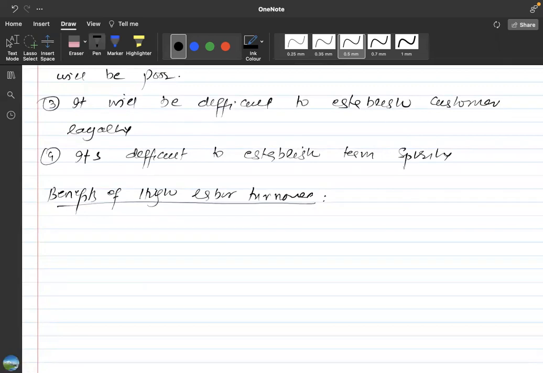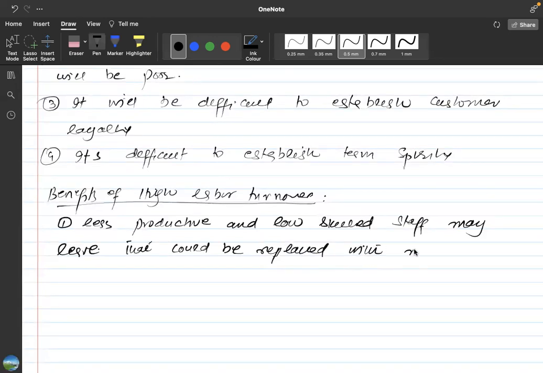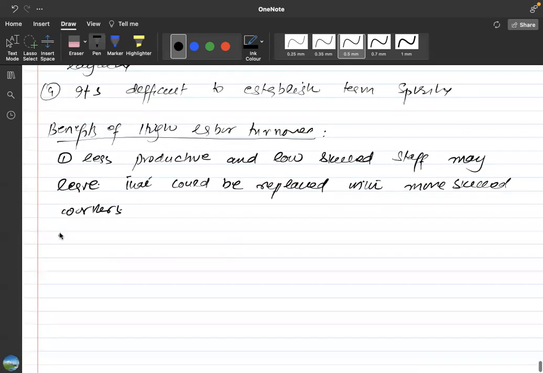For example, with the help of high labor turnover, the low skilled and less productive staff leaves. They won't stay with the business. Less productive and low skilled staff may leave, and that could be replaced with more skilled workers. Secondly, with the new labor coming in, new ideas are coming in.